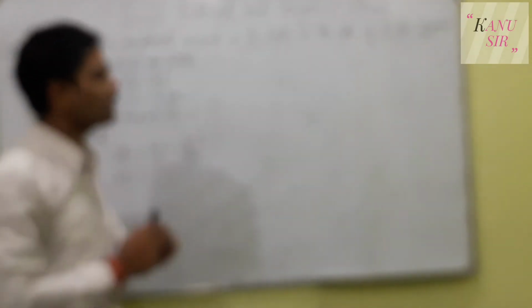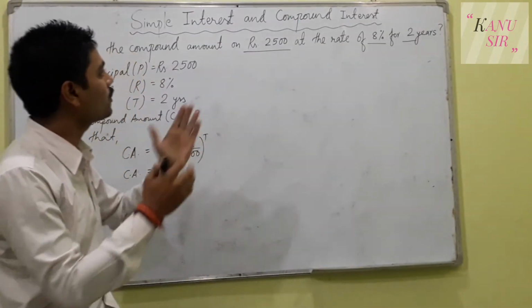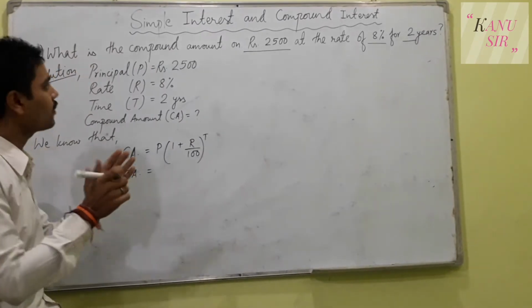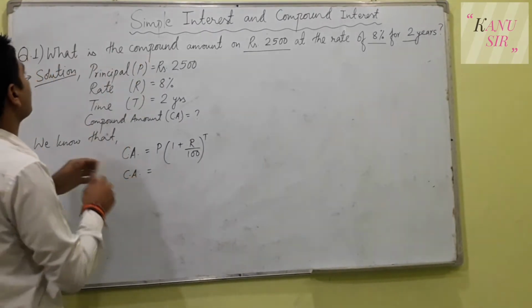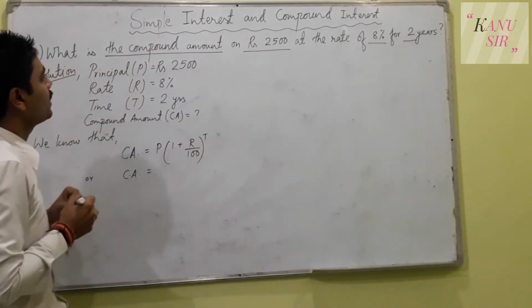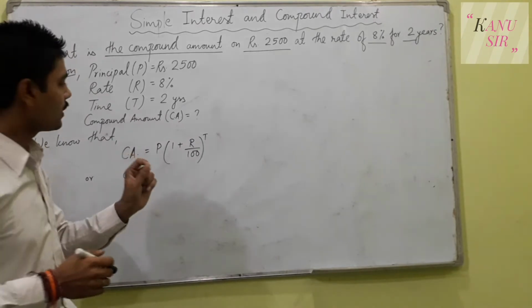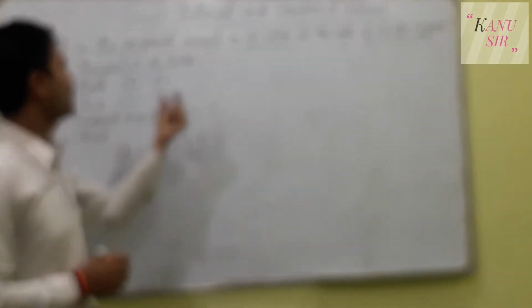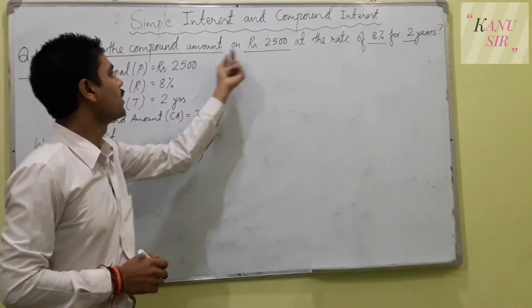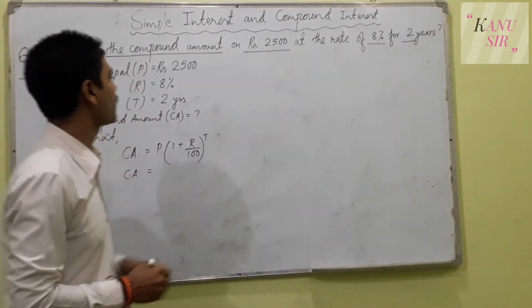Most of the students get confused whether to find the principal, amount, or interest. For that you must understand the question. What is asked in the question? Your question demands the compound amount. It means you have to find the compound amount. Then automatically the missing element is the principal, because it has said compound amount on rupees 2,500.